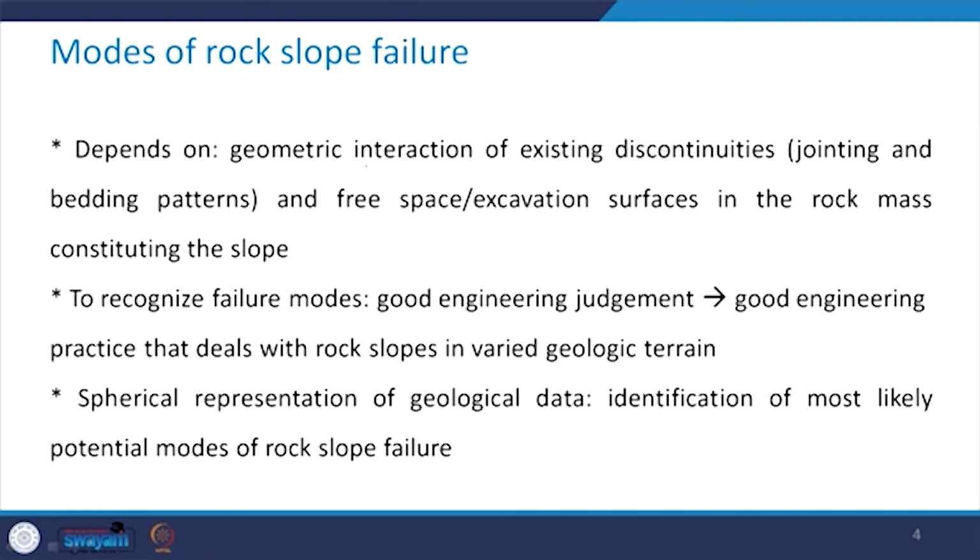We have seen the spherical representation of the geological data. This helps in identification of the most likely potential modes of rock slope failure. If you recall our discussion in one of the earlier chapters, I mentioned to you, with reference to this spherical representation of the geological data, in which case which mode of rock failure will be occurring.